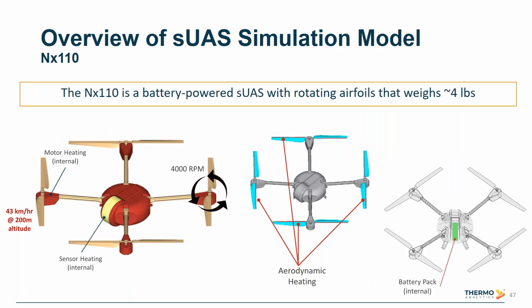We also have several SUAS target models, which are small unmanned aircraft systems, and that is just any unmanned aircraft weighing less than 55 pounds. In this case, the NX-10 quadcopter follows the same basic concept as the Skylark. We've got an internal battery pack powering the unit and also generating some waste heat. We're accounting for some heating from the sensor in the sensor bay and some motor heating happening inside the gearbox, which is spinning the attached rotors at about 4,000 RPM.